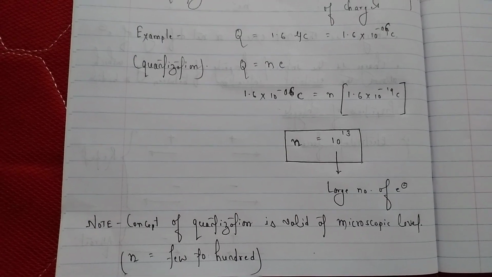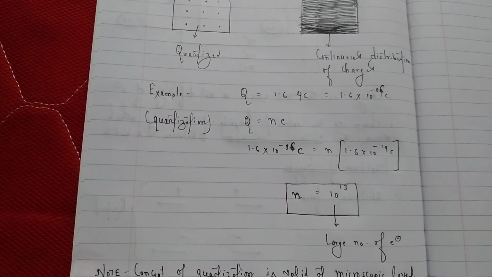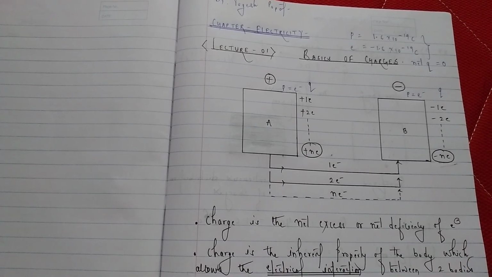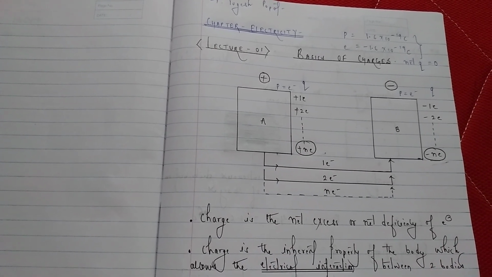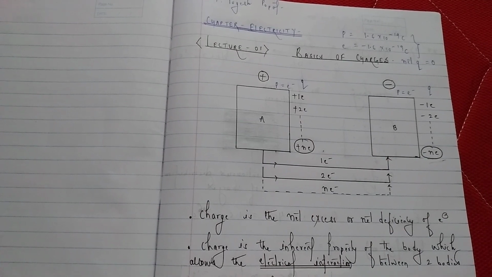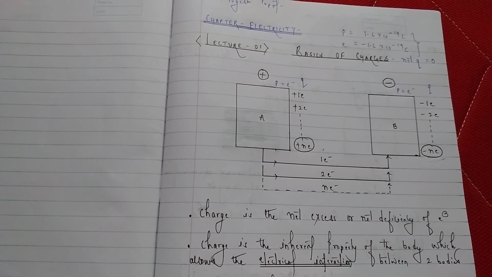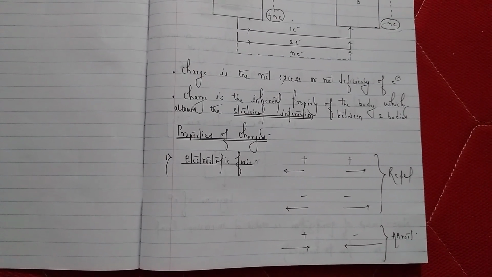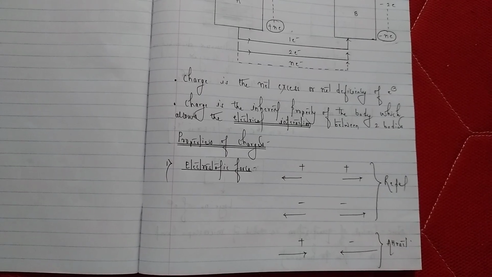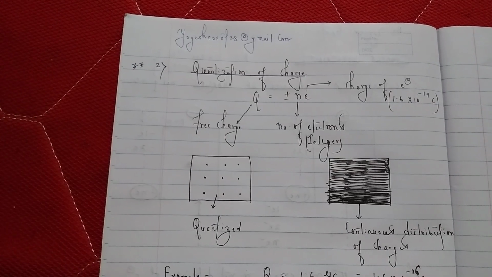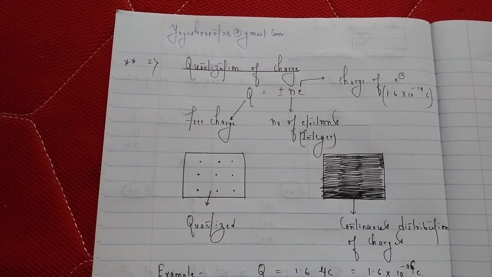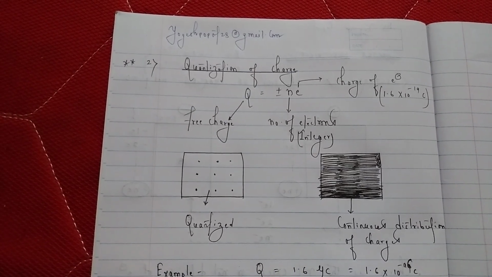So this is all about lecture 1. In this lecture we discussed the basics of charges: the net excess or net deficiency of electrons is called charge, or it is something which allows electrical interaction between two bodies. We have seen two very important properties of charges: electrostatic force, where like charges repel each other and unlike charges attract each other, and quantization of charge, that is Q equals plus or minus N e. This is the quantization equation of charge.